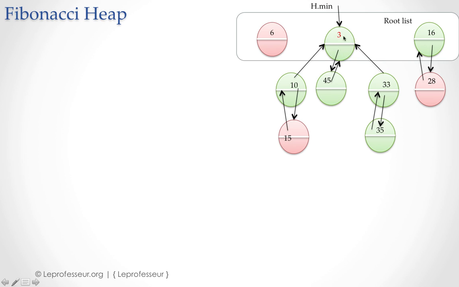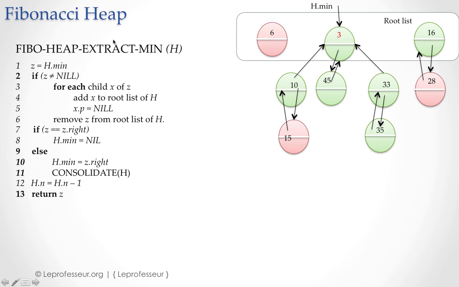If we take off node number 3, our heap structure gets destroyed. That makes our life a bit difficult: how do we restore the heap structure in the form of a Fibonacci heap? This algorithm will do the job of extracting the minimum node. As you can see, steps 1 to 10 are fairly simple.